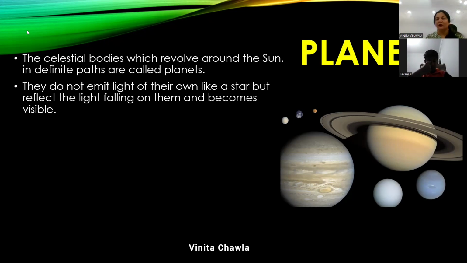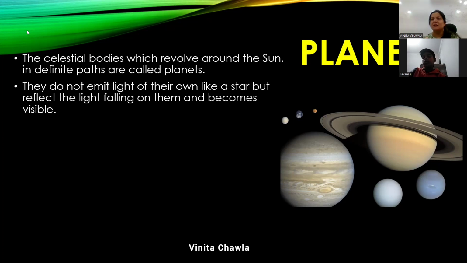Okay. So they do not emit light of their own like a star. Stars have their own light because nuclear reactions take place inside the stars, even in the sun, because the sun is also a star. So there are nuclear fusion reactions inside the stars, and this is the reason a tremendous amount of energy is released in the form of heat or light, and therefore they shine, they emit light.